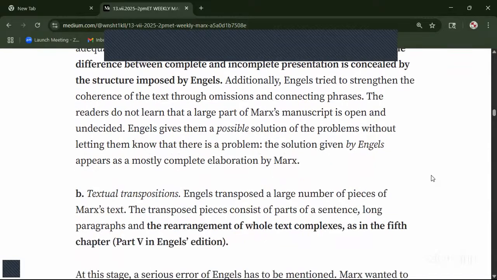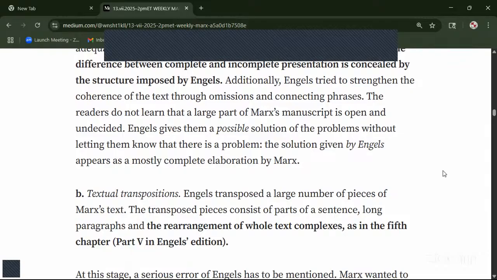Additionally, Engels tried to strengthen the coherence of the text through omissions and connecting phrases. The readers do not learn that a large part of Marx's manuscript is open and undecided. Engels gives them a possible solution of the problems without letting them know that there is a problem. The solution given by Engels appears as a mostly complete elaboration by Marx.